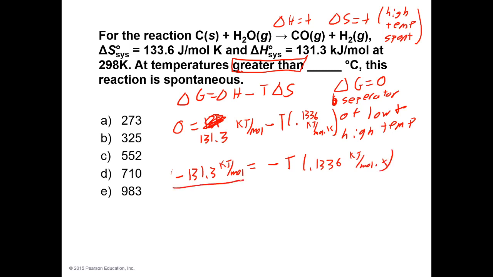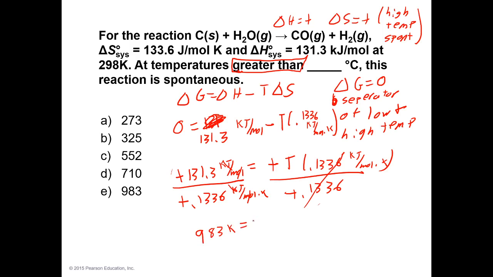So now I'm going to divide both sides by negative 0.1336 kilojoules per mole Kelvin. And what you'll notice is the kilojoules and the moles will cancel, and this whole thing cancels, and these two negatives cancel, and these two negatives become positives. So when I do all of those changes, I'm going to get 983 Kelvin equals T.